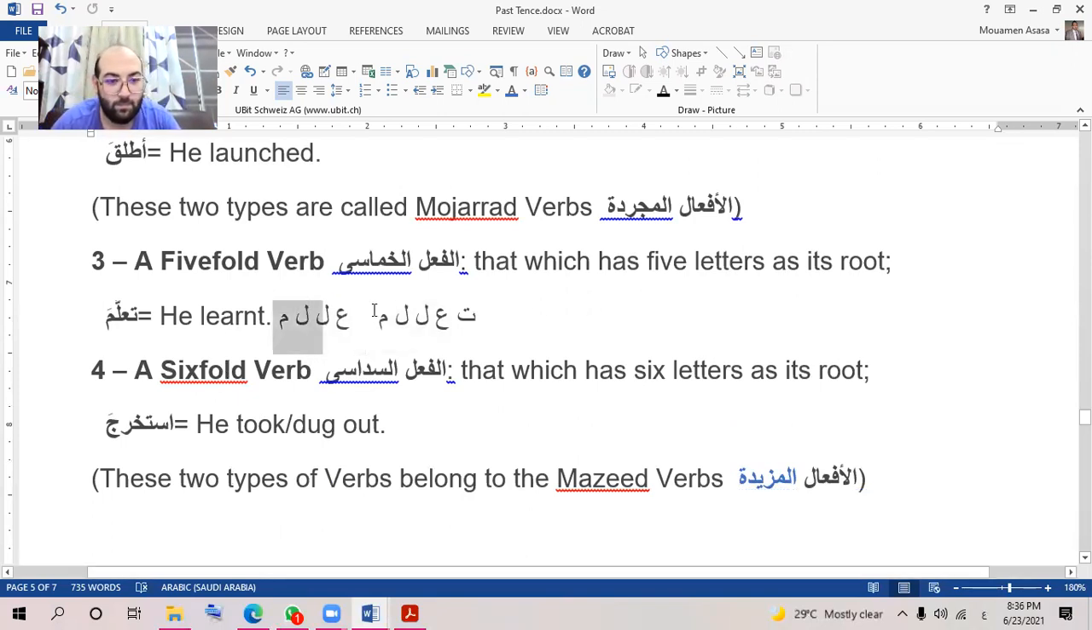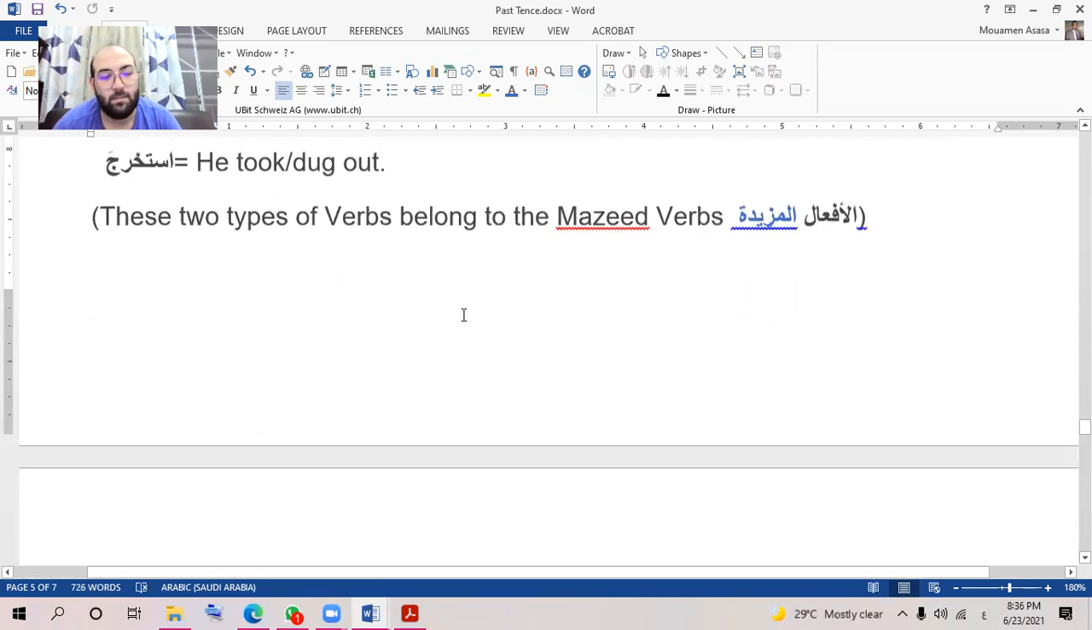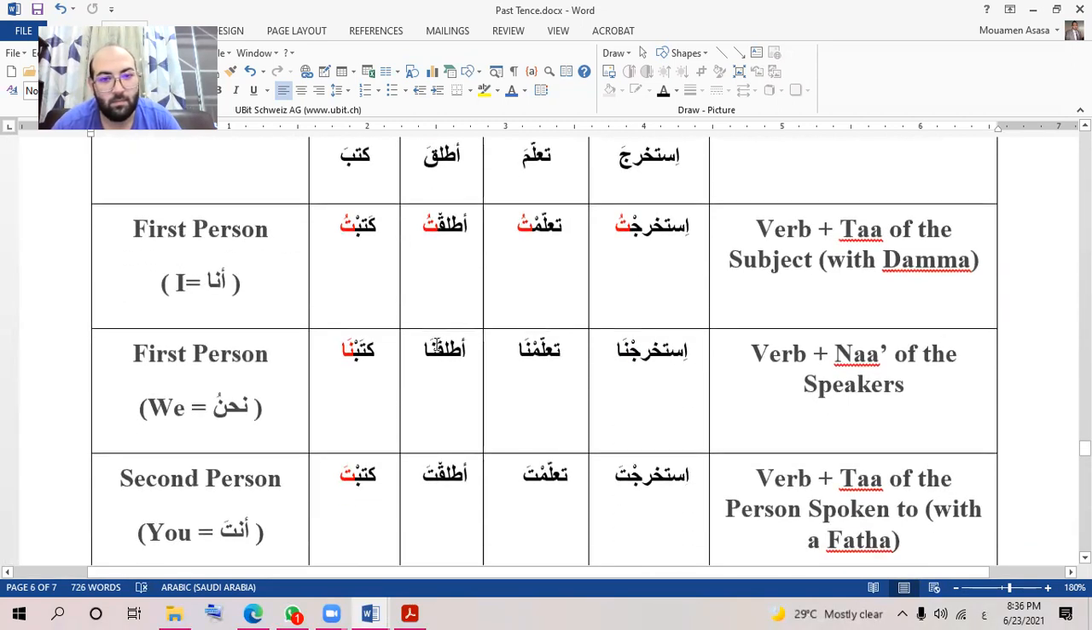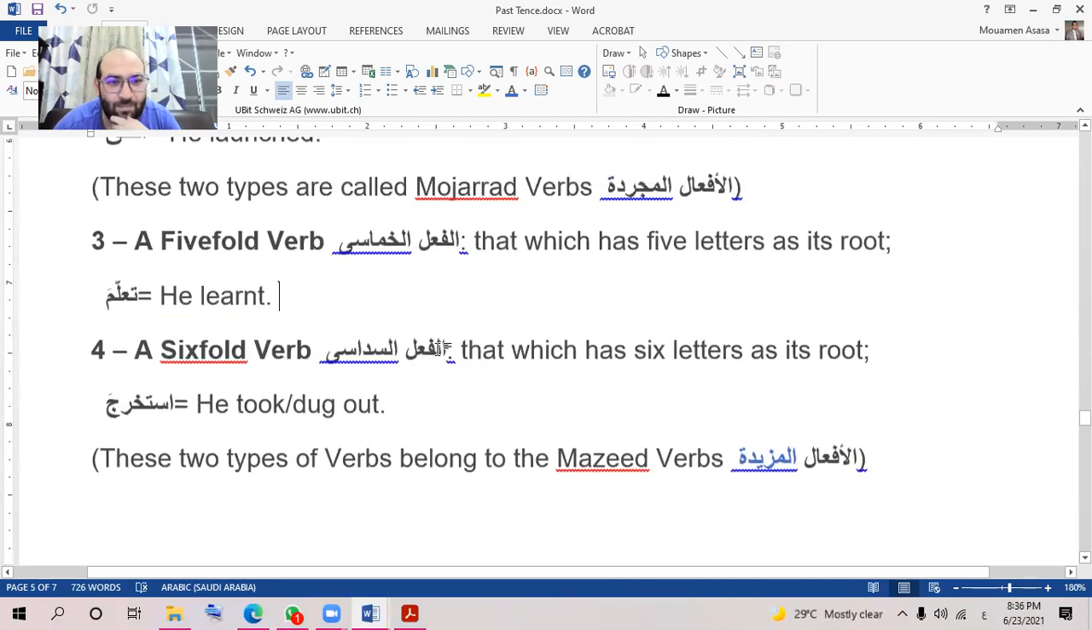Ustaz, can we have an example, like if you say zahaba or kharaja, can we have a sixfold example of that?